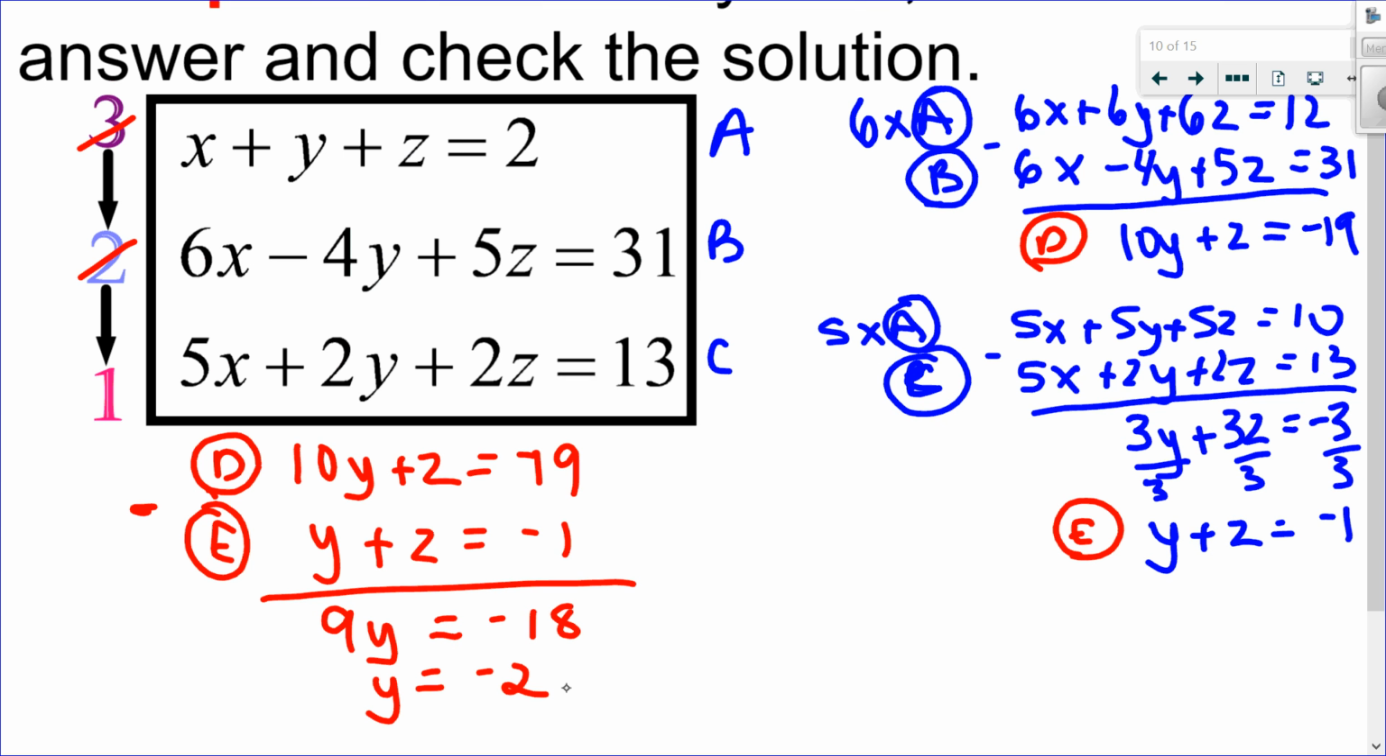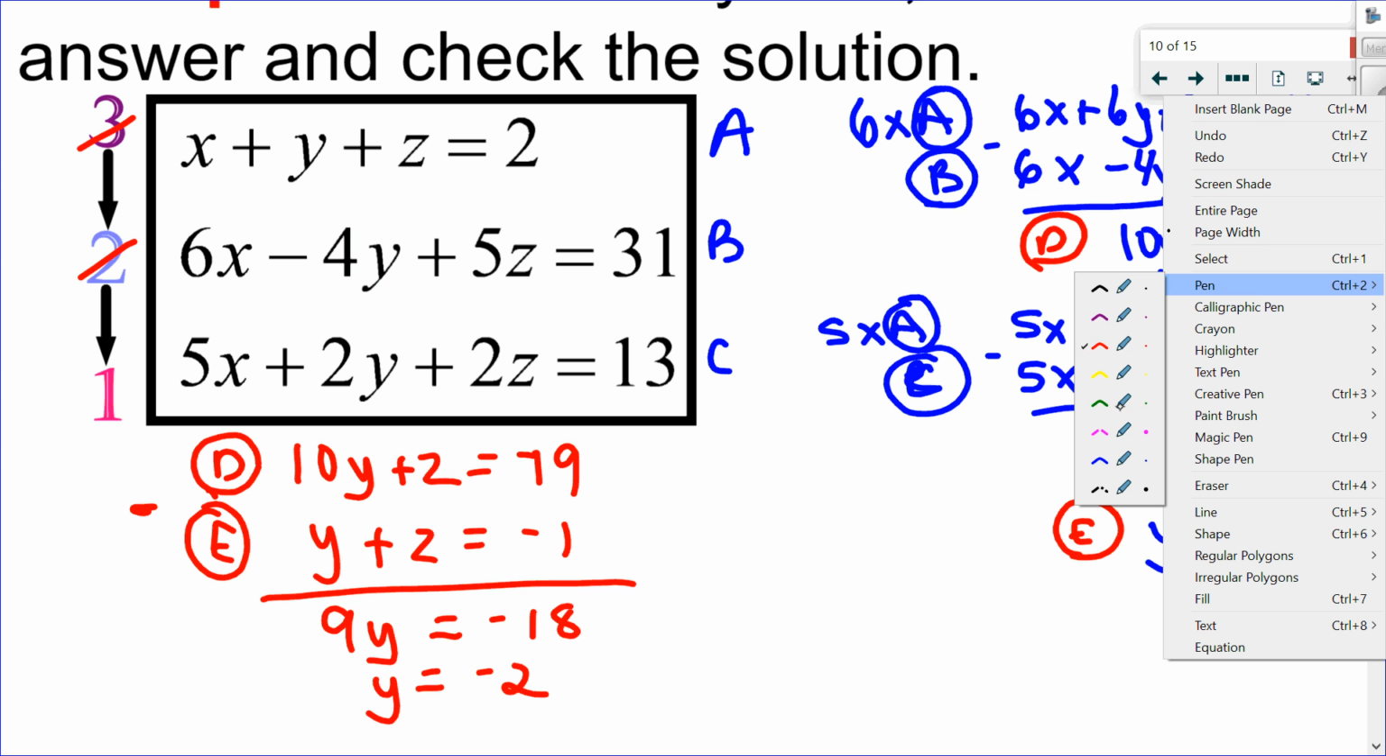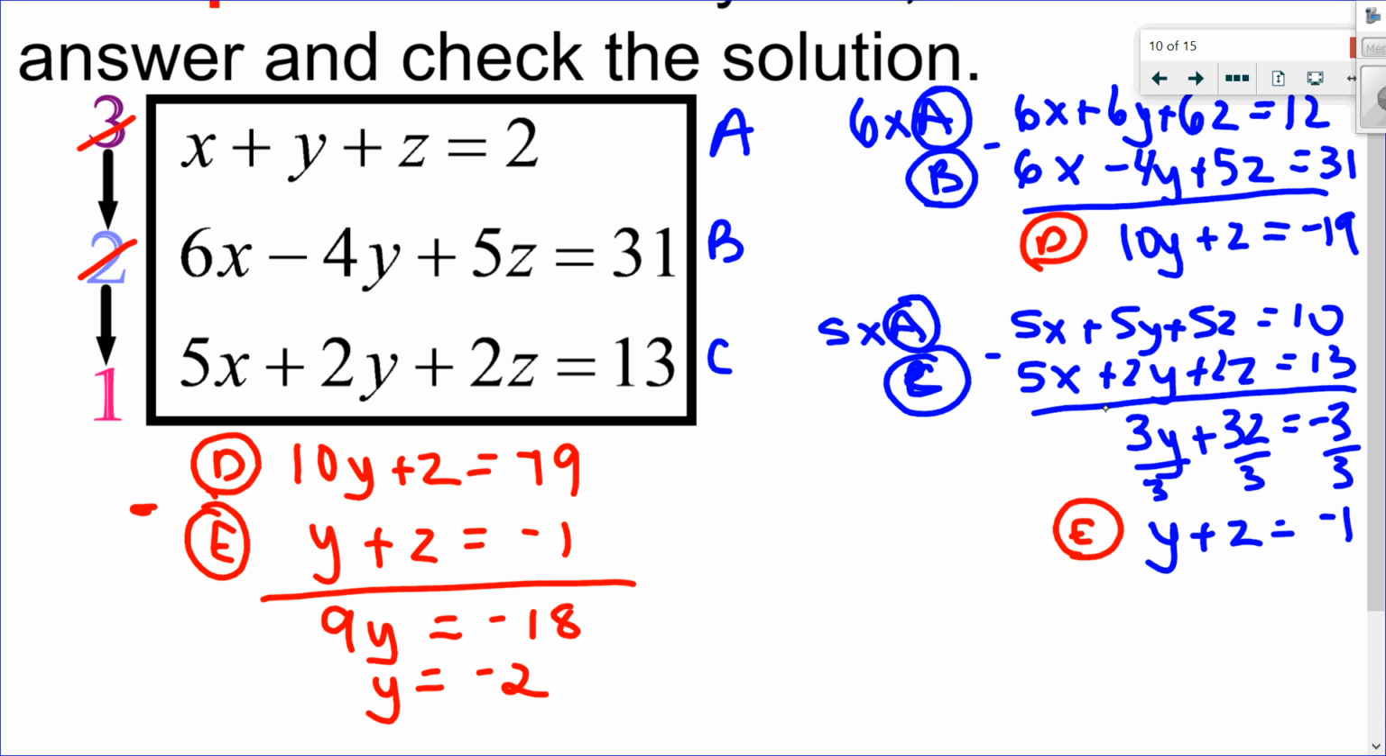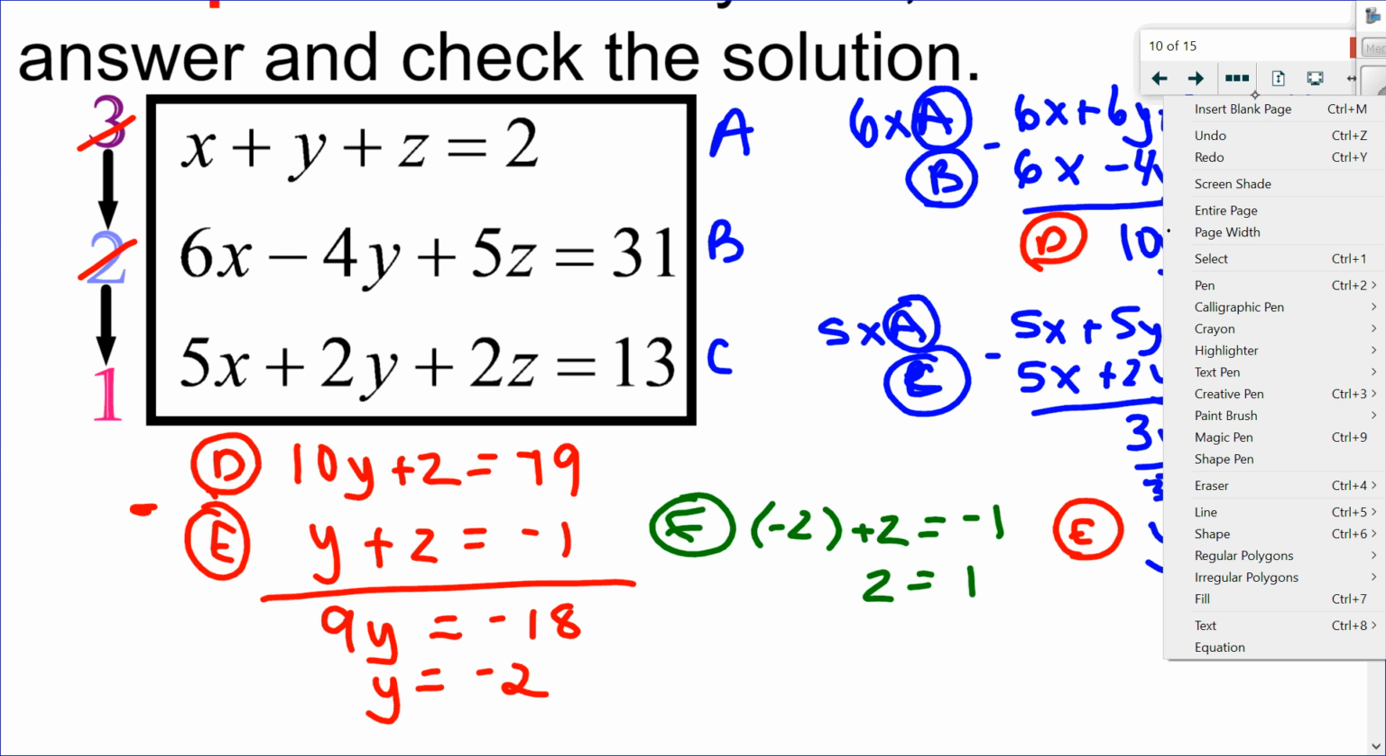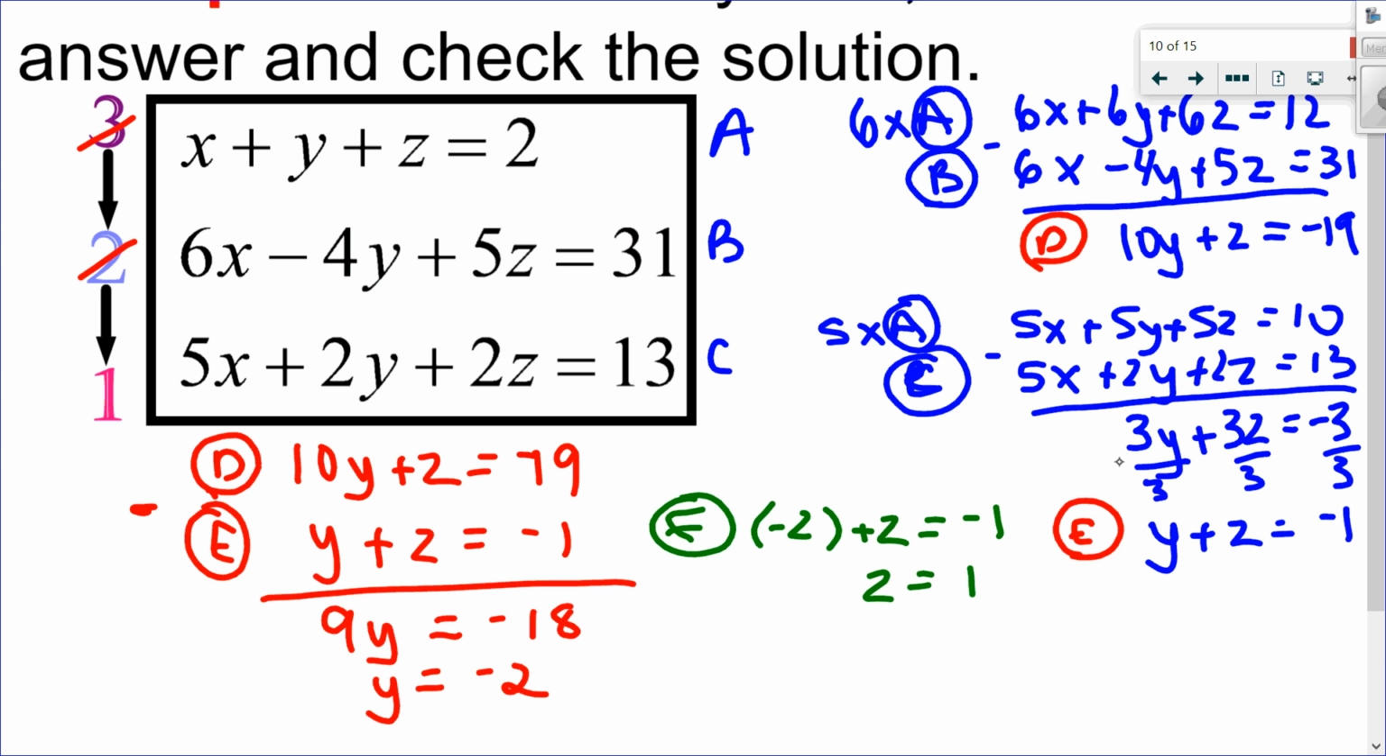Okay, so now that I have y is equal to negative 2, I just have to back substitute into all my other equations to figure out the other values. So let's go to equation E, and y is negative 2 plus z equals negative 1. So add 2 to both sides, and z is equal to 1. So now I've got y and I've got z, so I'm going to go back into equation A.